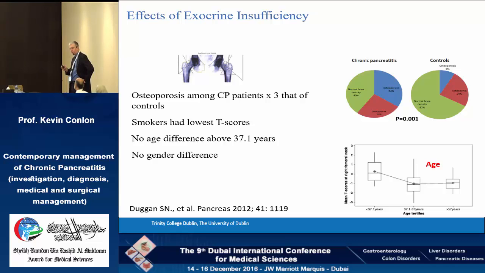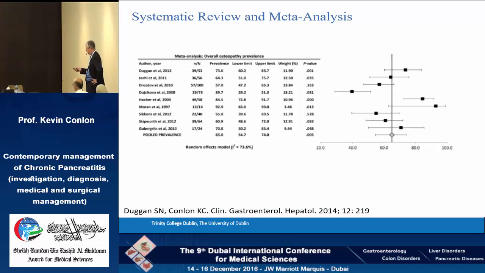And when we actually added the osteoporosis to the osteopenia, we found that rather than 35% overall having a difference in bone mineral density, our figure was nearly 80%. It was 79%. And this prompted us to do a meta-analysis, which we published a couple of years ago. And our study's up here. The prevalence in the case control study was 73.6%.